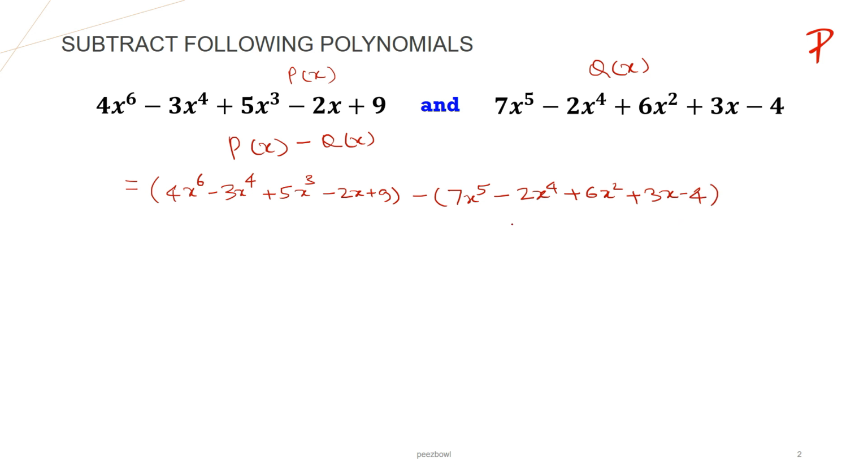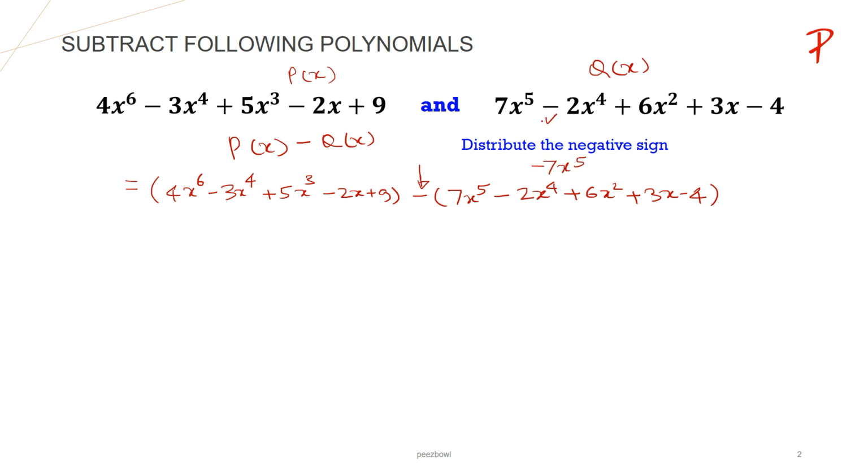Okay, and in order to perform this subtraction, let us first try to distribute the negative sign. You see there is a negative sign, so we need to distribute this negative sign to the second polynomial, right? So how do we do it? We only need to change the sign of each term within this polynomial. For example, this is 7x to the power 5, which means this is plus 7x to the power 5. So this is going to be minus 7x to the power 5, right?